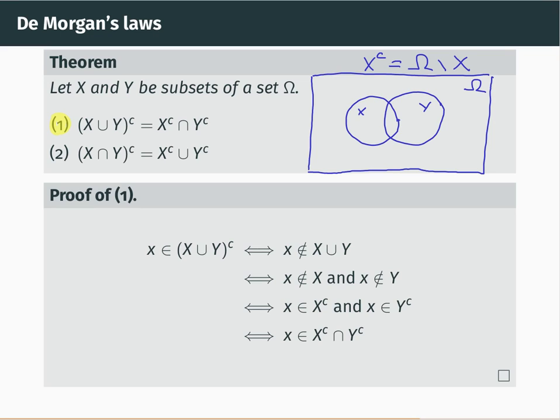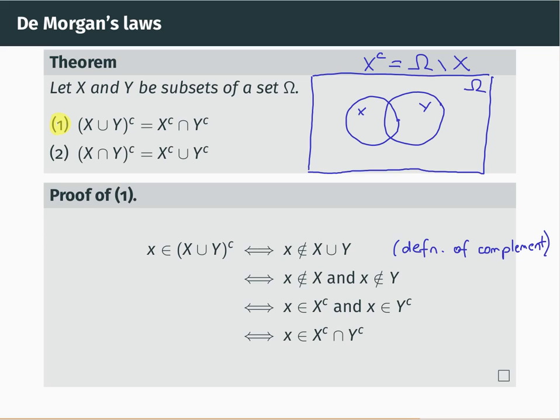An element x belongs to the complement of X union Y by definition if x is not in X union Y. That's the definition of complement. So let's write down why this is true. So definition of complement. So if x is not in X union Y, well, that means it's not in X and it's not in Y. So this second if and only if is simply because not being in X union Y means that you're not in X and you're not in Y.